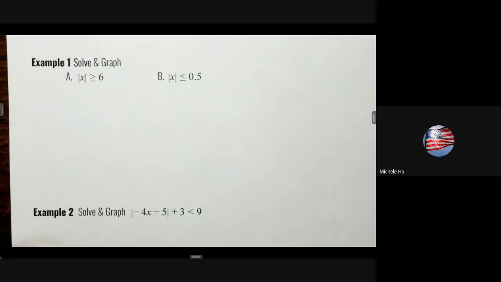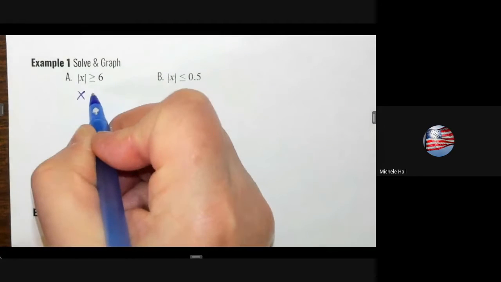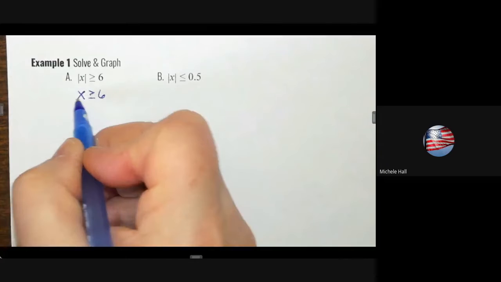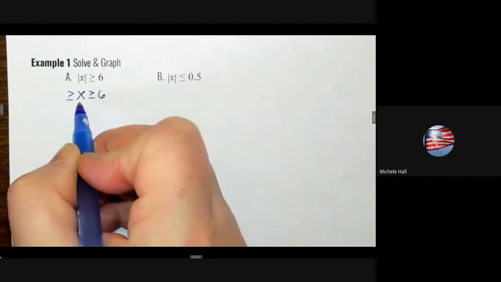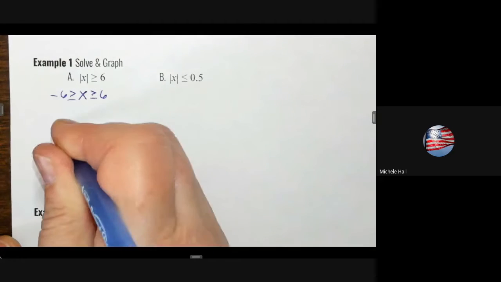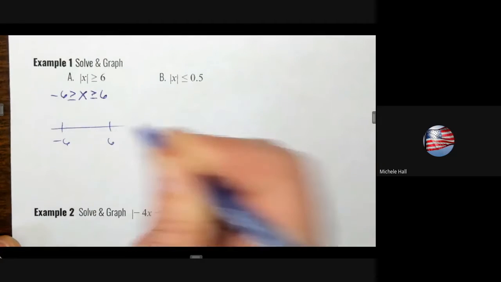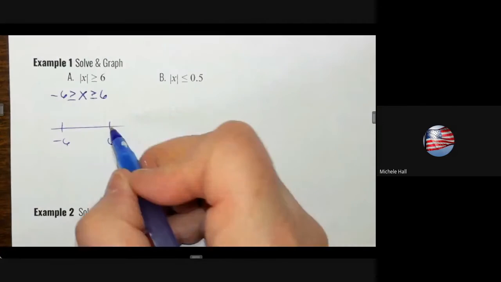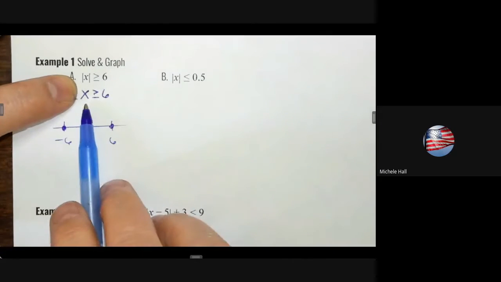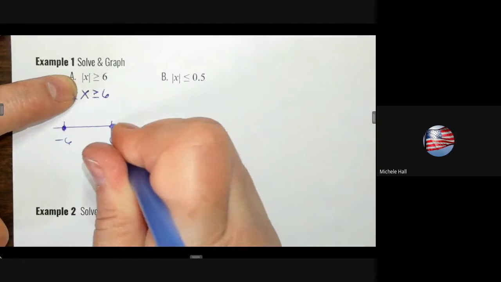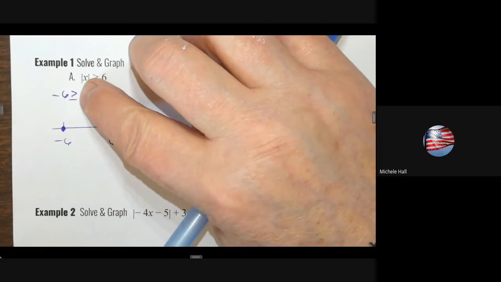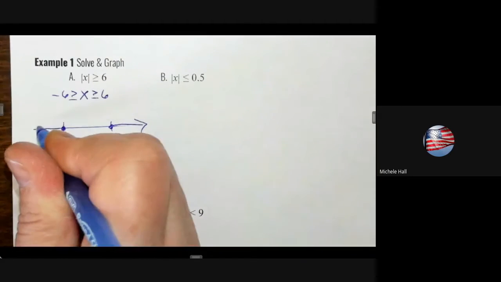Example 1, solve and graph. We need to solve by writing up that compound inequality. We copy down what we see, we slide the sign over here facing in the same direction, and then we put the opposite of that number. -6, 6. It says it's equal to it, so we color in a circle at 6 and -6. And then it says that x is greater than 6. It says that x is less than or equal to -6. Less than is in this direction.